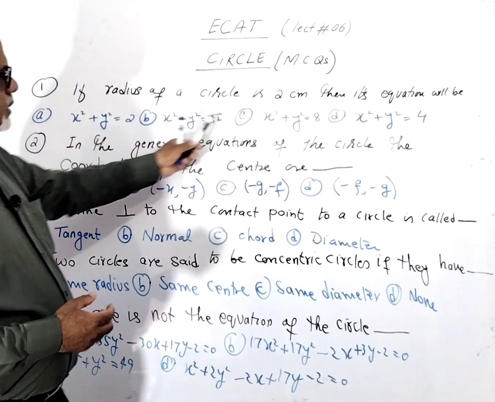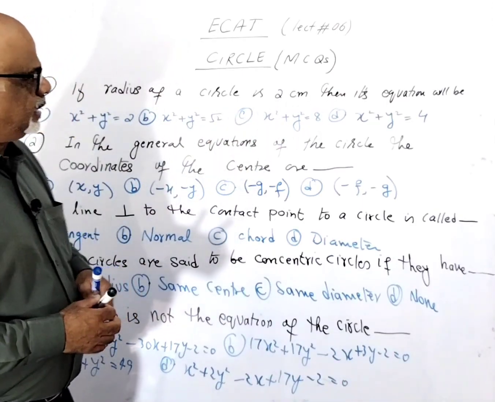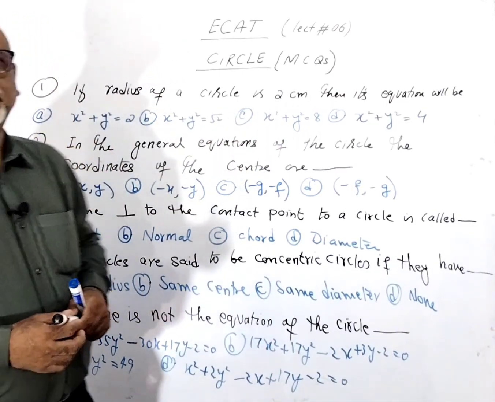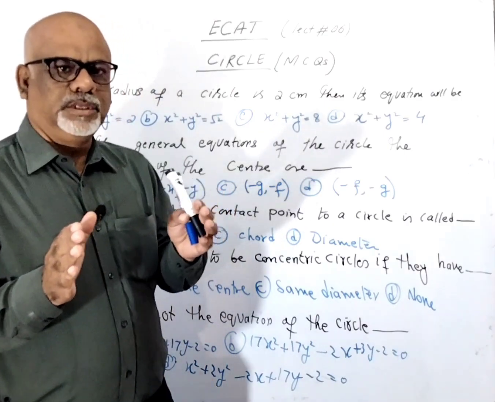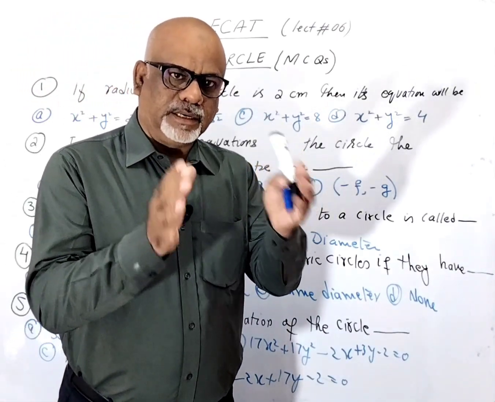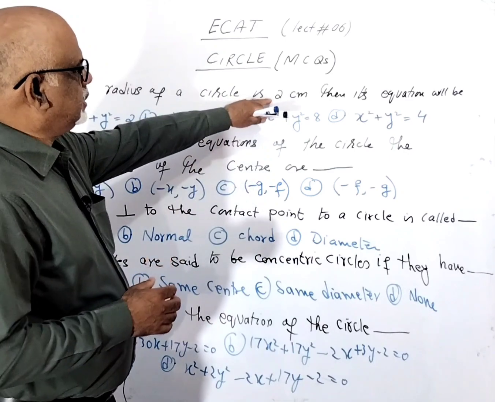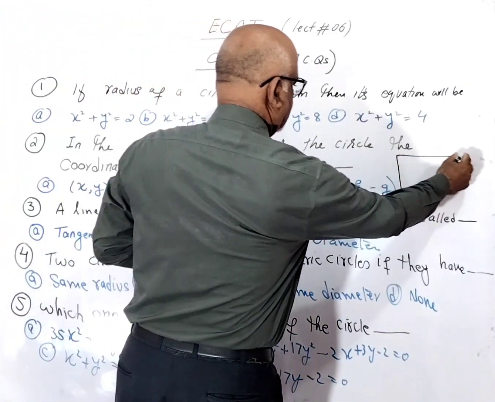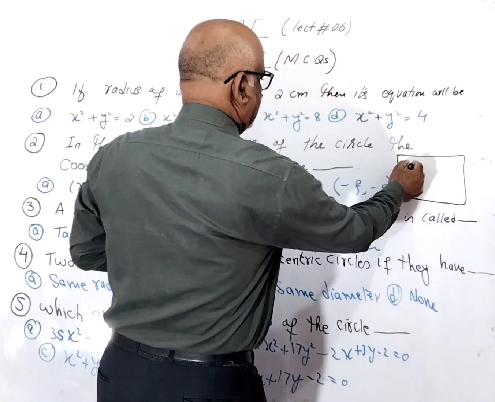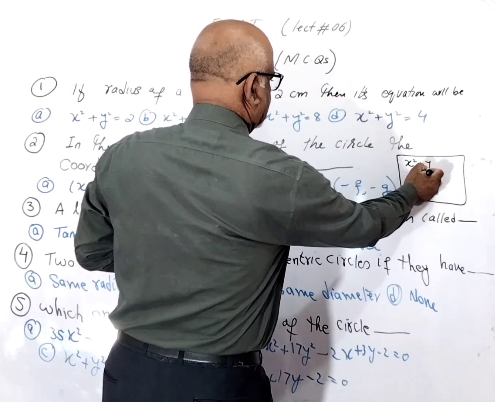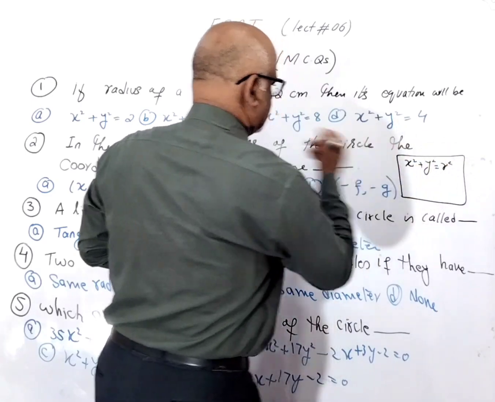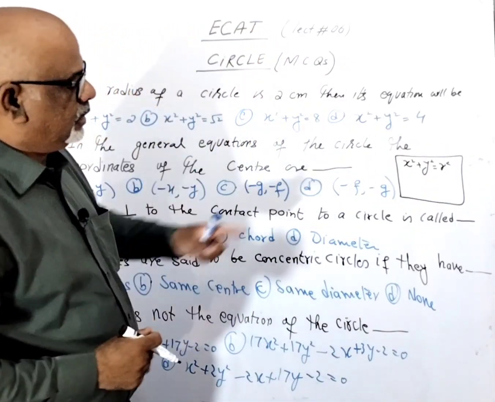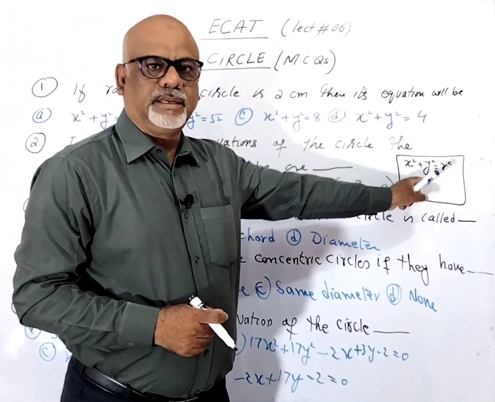These four equations are given to you and they have the center at origin. That means we are talking about the circle having the center at origin and its radius is 2 centimeter. So x square plus y square equals r square. It is the equation of the circle having the center at origin.